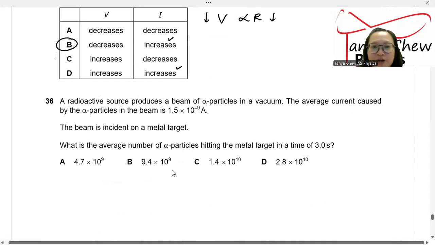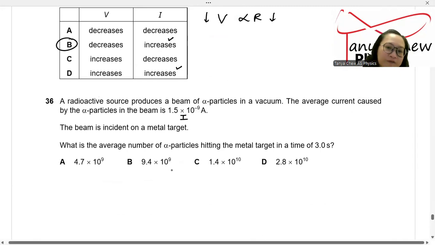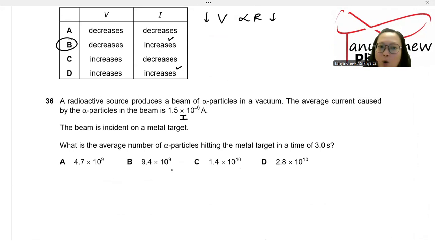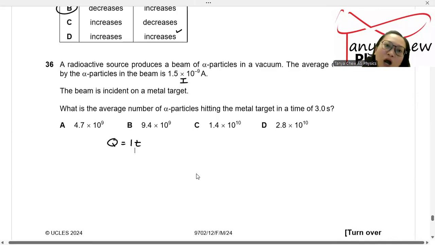Now, 36. A radioactive source produces a beam of alpha particles in a vacuum. Average current caused by the alpha particles is 1.5 times 10 to the power negative 9 ampere. The beam is incident on a metal target. What is the average number of alpha particles hitting the metal target in the time of 3 seconds? Do you still remember Q equals IT? So I find the total charge first. Q is equal to 1.5 times 10 to the power negative 9 times 3 seconds. So here I got 4.5 times 10 to the power negative 9 coulomb.